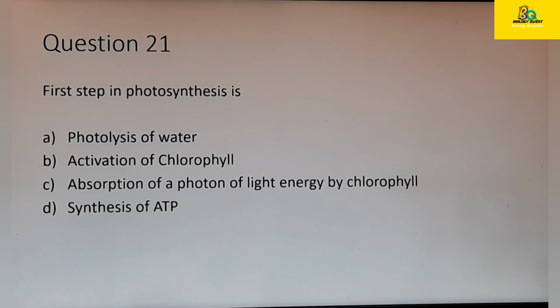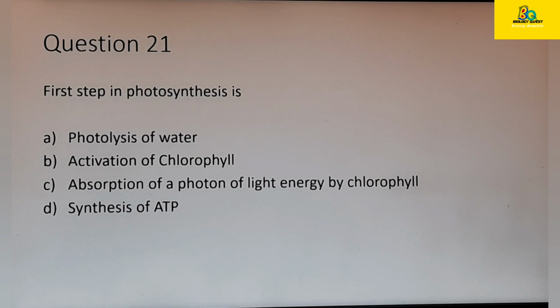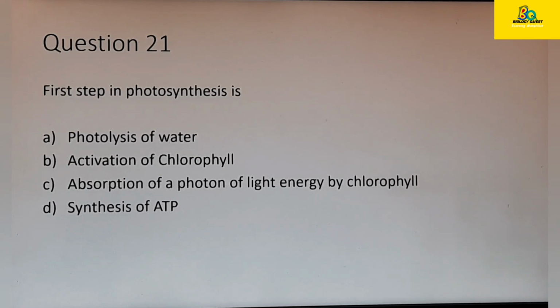Question 21. First step in photosynthesis. What is the first step in photosynthesis? Options are photolysis of water, activation of chlorophyll, absorption of a photon of light energy by chlorophyll, and synthesis of ATP. Which is the correct answer? What is the first step in photosynthesis?